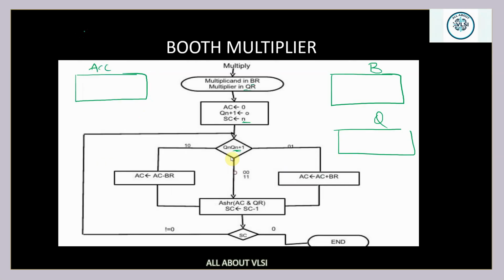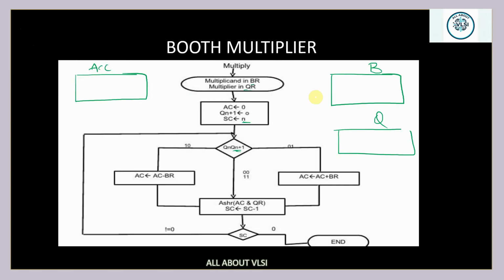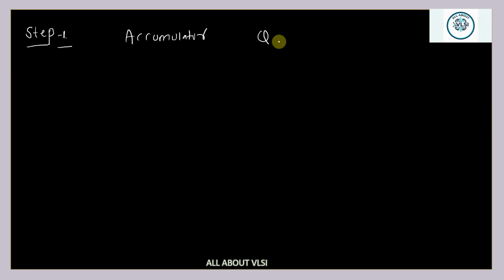So let's say I'm going to have these registers. This is my step number one, and in step number one I have the accumulator present, and my Q register, which is going to store the multiplier value. One more register is Qn minus 1, which is only going to store a one-bit value. Whatever right-shifted content is present inside this Qn will be stored inside this Qn minus 1.